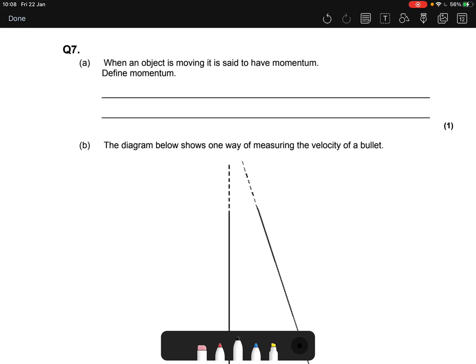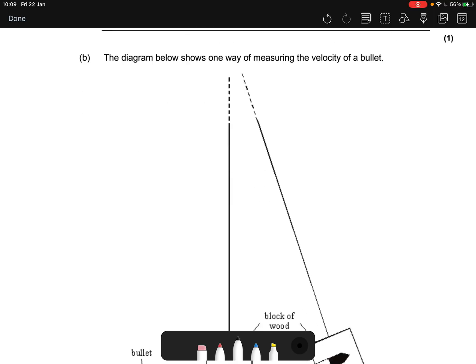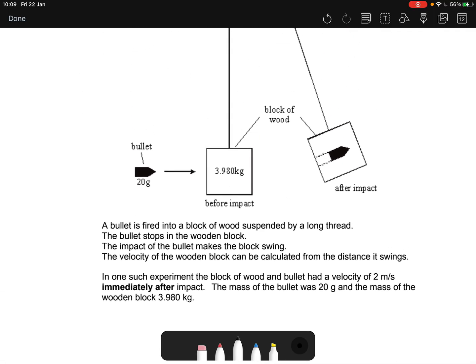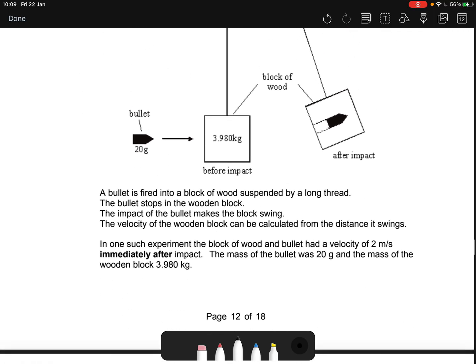Number 7. Define momentum. Whenever they say define momentum in physics, it's really just asking what's the equation. So it's the product of mass times velocity.